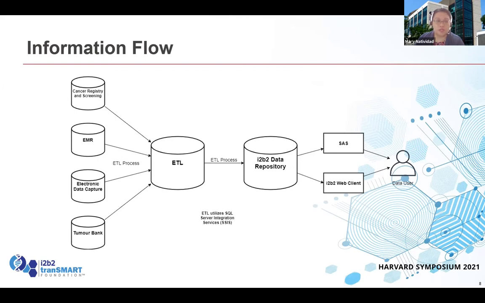From these sources, we do ETL into an ETL database. For simplicity, we're just calling it an ETL database, but this is really where all the raw data is ported in, and all the cleaning and all the linkage is done here, prior to transforming it into the I2B2 star schema shape in the I2B2 data repository. From there, our data users can extract data out through any analytics packages like SAS, R, Stata, or through the web client.